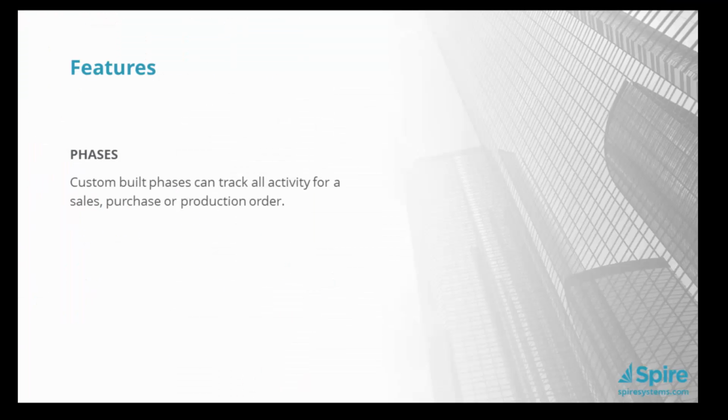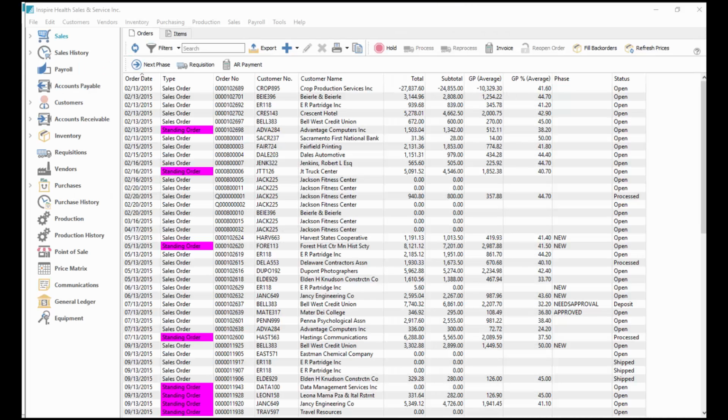Custom phases can be built to track activity inside of sales, purchase orders, and production orders. The user gets to design their own phase structure, and the orders can be moved individually or as a group from phase to phase to phase. Phases can be set for sales orders, purchase orders, and production orders. So it works the same way in each module. So I'll show it here in the sales.